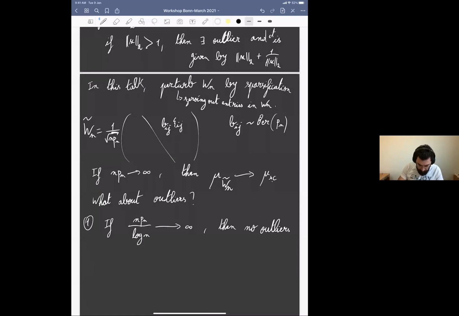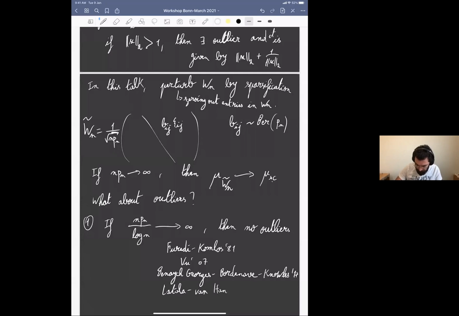And this is due to many people basically. So first Komlós in '81, Wu in 2007, Benaych-Georges, Bordenave, and Knowles in 2017, and Latała, van Handel, and myself in the same year.